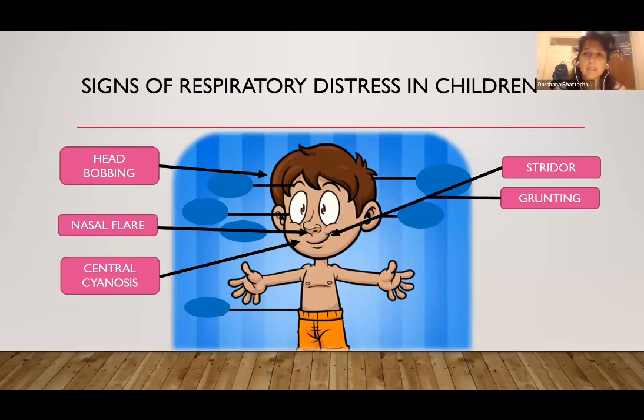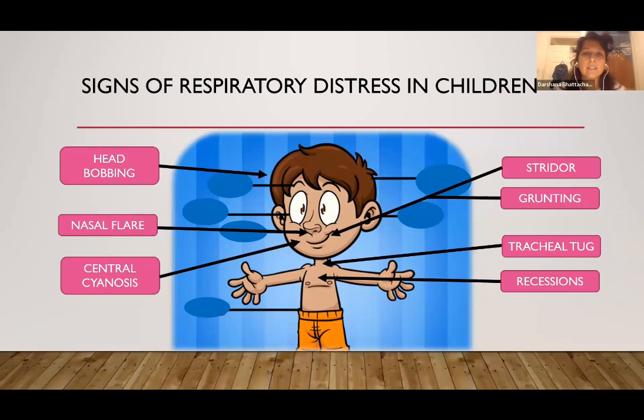and again, the grunting in particular is very specific to children. Going further on down to the neck, you might see tracheal tug. Again, a sign that's a little difficult to pick up in very young babies who basically don't have much of a neck. So you might see it in an older child.